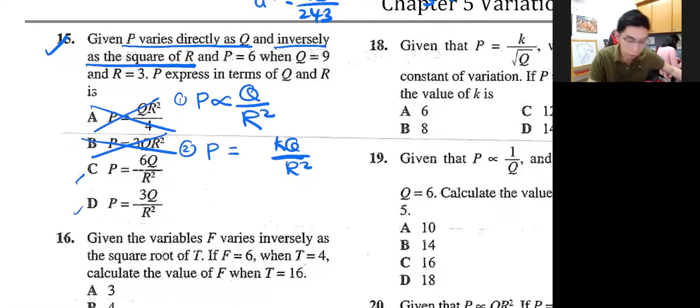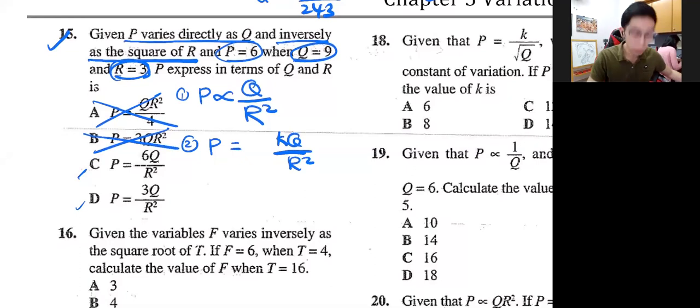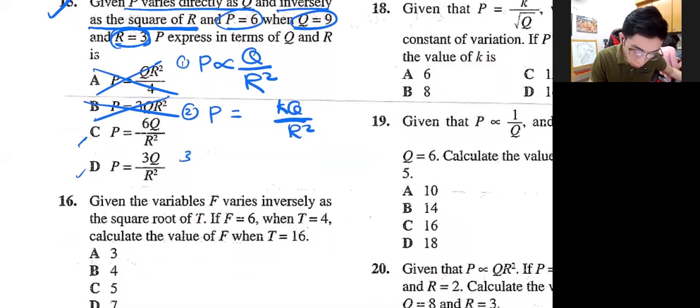Get the complete information: P equals 6, Q equals 9, R equals 3. Put everything inside, then do the linear equation, then you will get the answer already. Many people got the answer already. You win. Now I will put everything in to get the K answer.